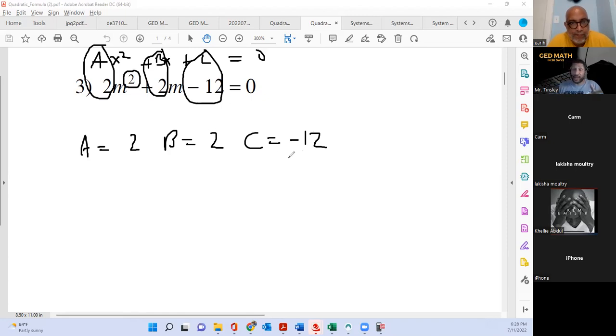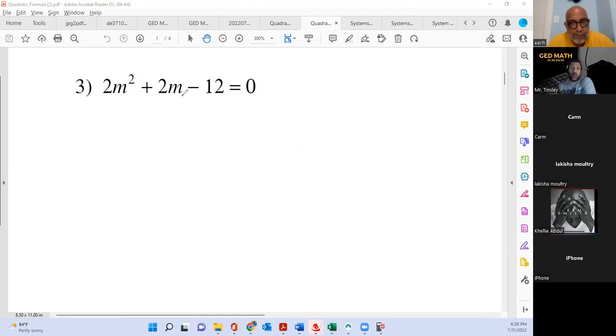Bang. Okay, now I want to show you something. In this question, A is not equal to 1. What I told you to do was for when A is equal to 1. So in this problem, this is what you would do. You look at A, B, and C: A is 2, B is 2, and C is negative 12. That's how fast you should be able to identify A, B, and C for a quadratic equation.